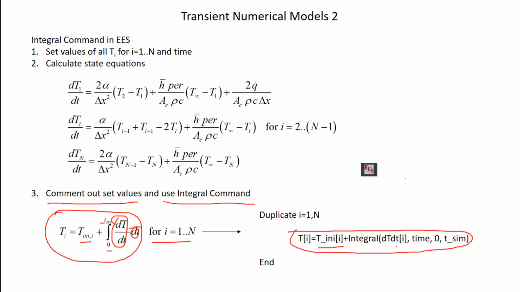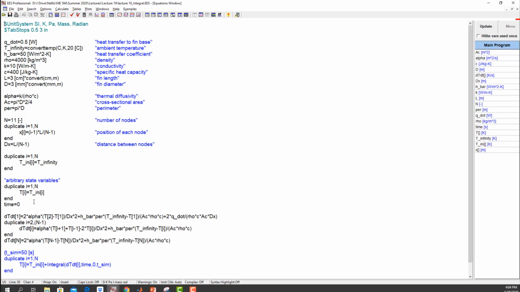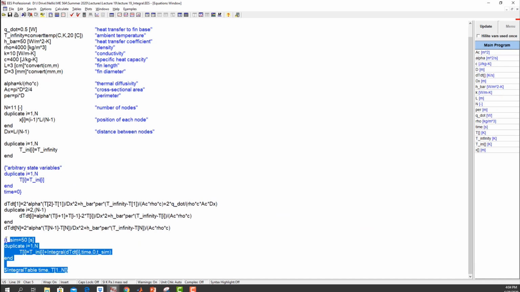My initial temperature, my integrand is the first argument, that's d temperature d time. The integration variable is time, the lower limit is 0, and the upper limit is tsim. And the only difference is that I got to do this for every single node, right? Not just for one node. So if I go back here, we would comment this out, and then we would put in the duplicate loop all of these calls to the integral function, right?